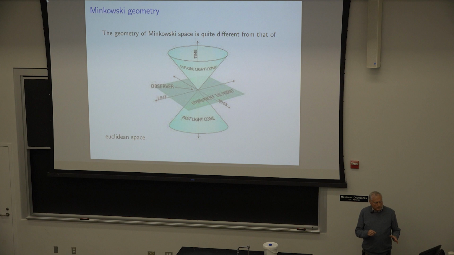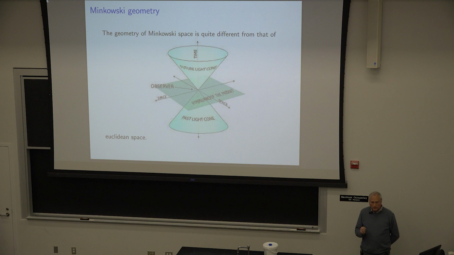The time-like directions are the ones that point inside the cone, either forward or backward. And the space-like directions are the ones that point outside. And so in relativity, the world path, the world line of a physical observer is always time-like. So that's the statement that no matter or signal can travel faster than the speed of light.